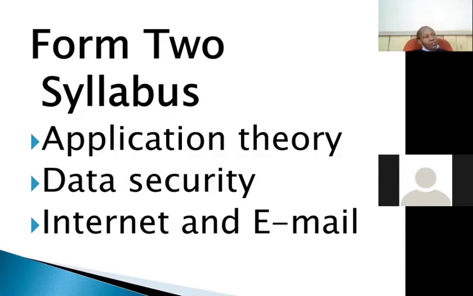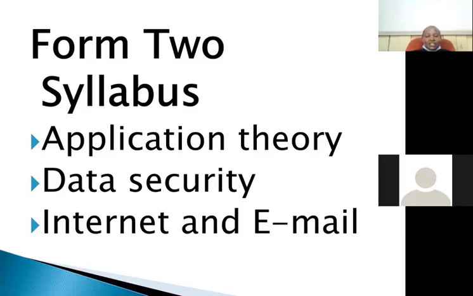Then from there, we move on to databases and application theory again, whereby you can be tested on the definition of terms that are used in databases, database models, database objects, queries, and what have you. Queries, reports, forms, and all that. So you need to understand all that in the database.